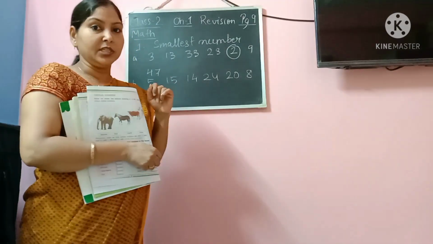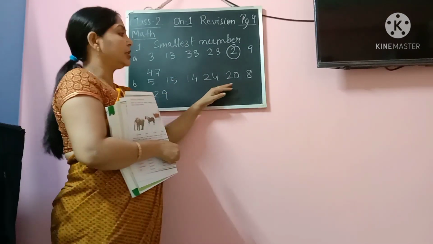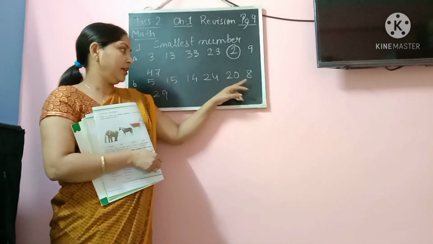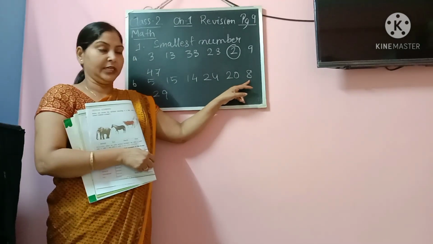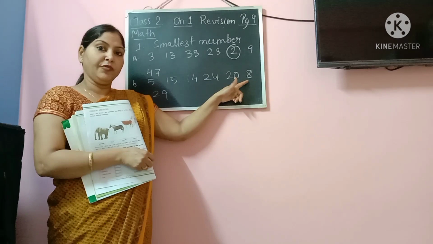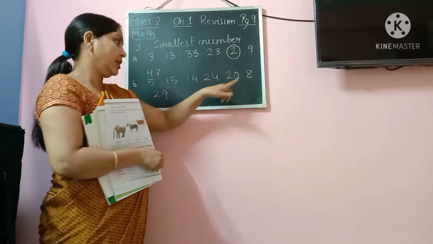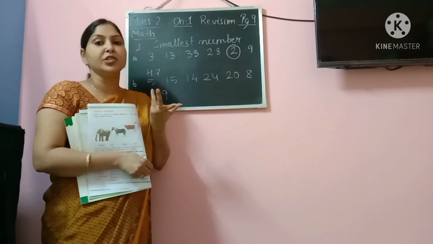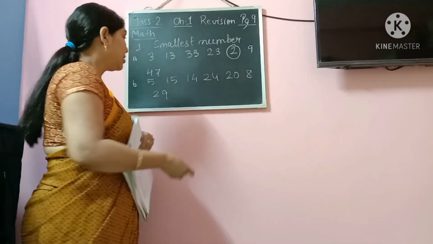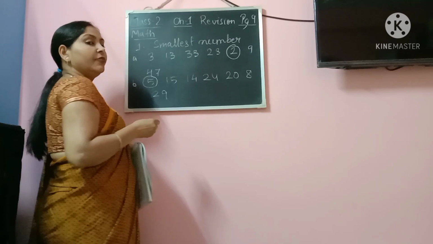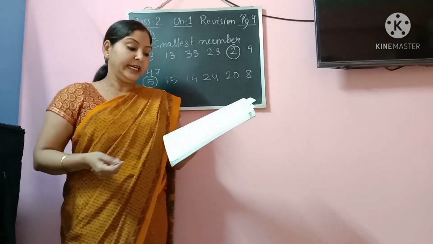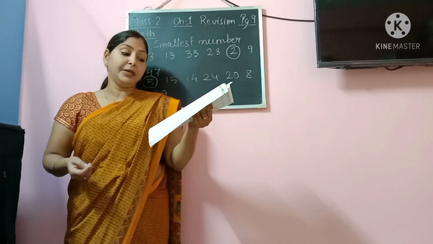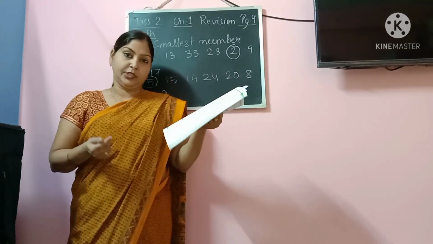But we have to find out the smallest number. So a 2-digit number cannot be the smallest number. We also have 1-digit numbers. So from the 1-digit numbers, now we have to decide which one is the smallest. Now we have 8 and 5. So out of 8 and 5, which is small? 5 is small. So 5 is the smallest. Like that, you have to circle the biggest number in the second question.